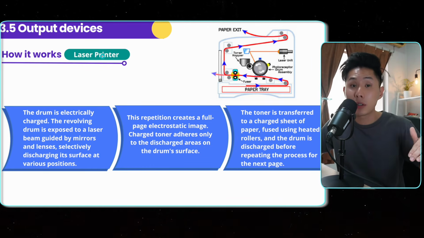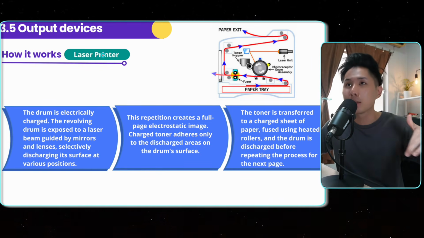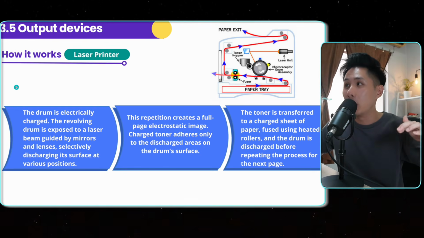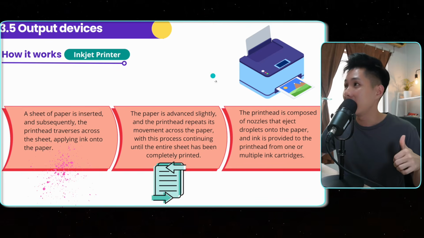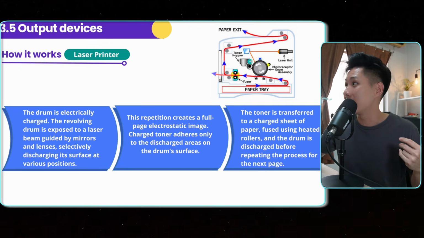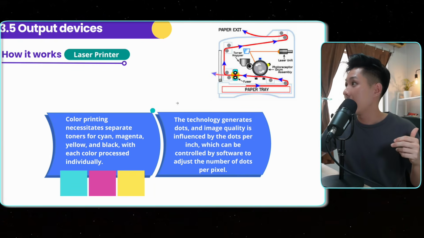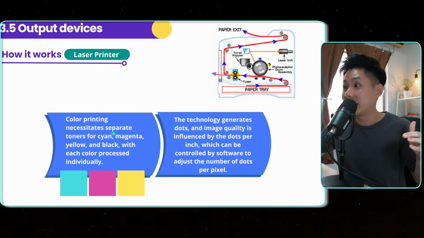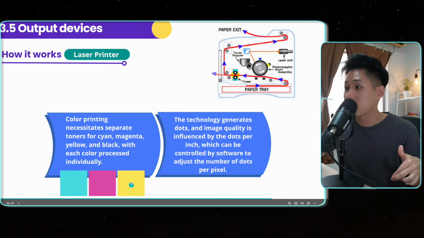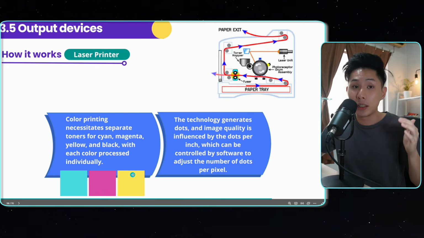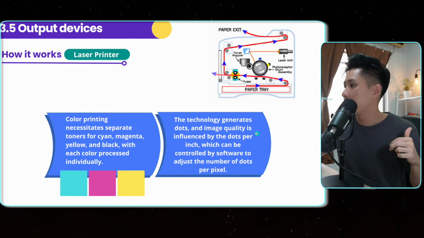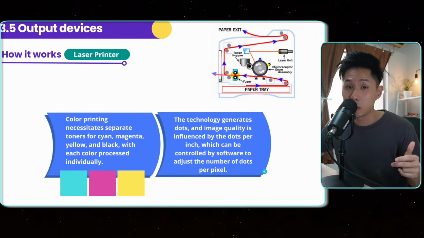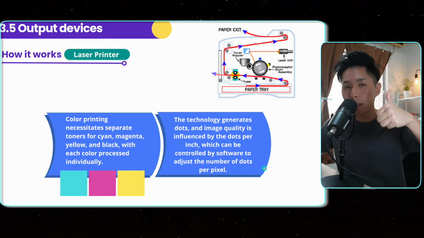Typically, laser printers will be used in large companies that value fast printing and high quality images. They usually produce printed text of higher quality than the inkjet printer. But the downside is that they are more expensive. Alright, and if you want color printing, you don't just need black toner, you also need three other colors to be mixed and matched, so that you can print any colors you want from your documents. The technology generates dots, and image quality is influenced by the dots per inch, which can be controlled by software to adjust the number of dots per pixel. So that's inkjet printer and laser printer.